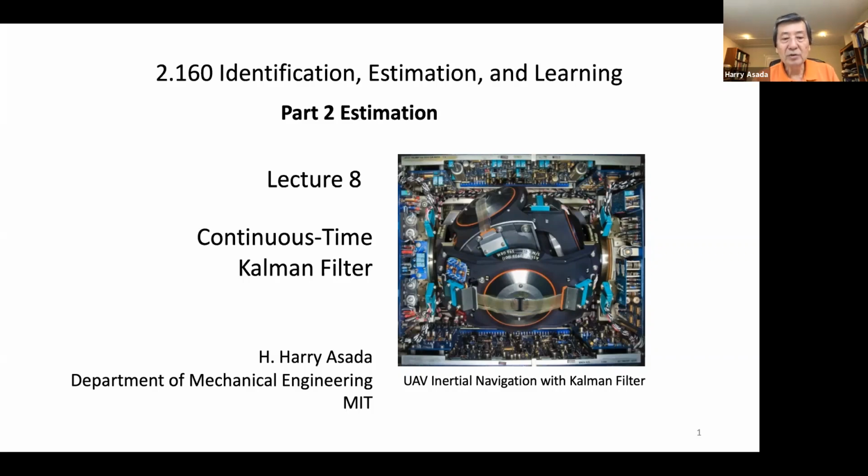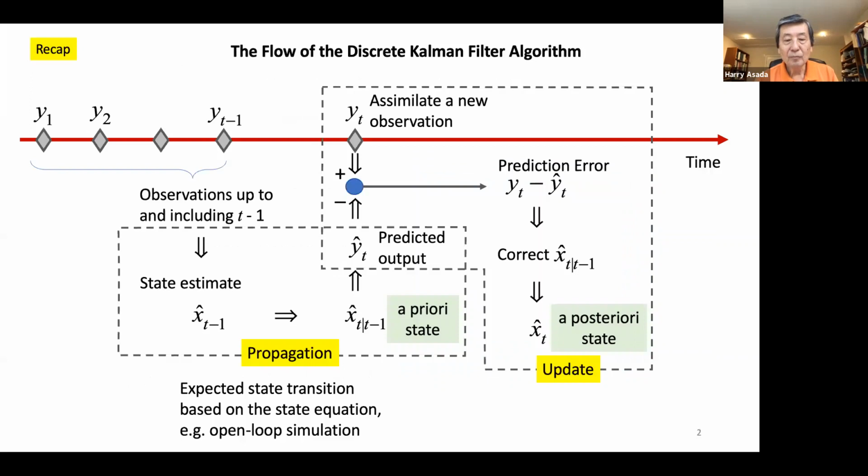The topic is the continuous time Kalman filter. I'm going to explain this from the beginning, even though many of you attended the first 10 minutes of the talk. So this is the quick recap. Suppose we have an estimate at time t minus 1, with this hat over here, and then we'd like to update this estimate to x_t hat by assimilating new data y_t. We have 2 steps. One is a propagation, the other is an update.